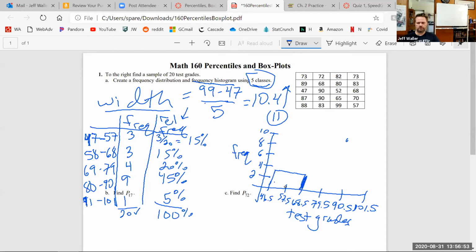Excuse how slanty I am here. Anyway, sorry. And then it wants to go up to 4 for the next one. You can't quite get over there, can you? And then it wants to go up to 9.